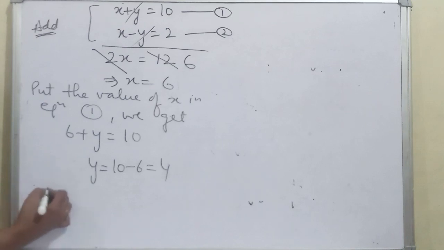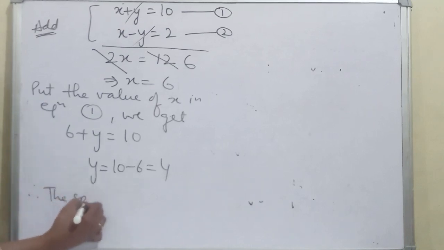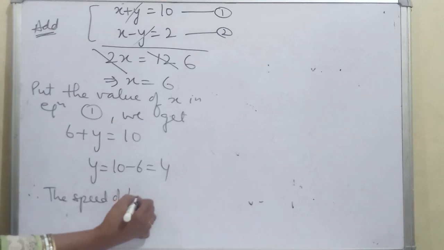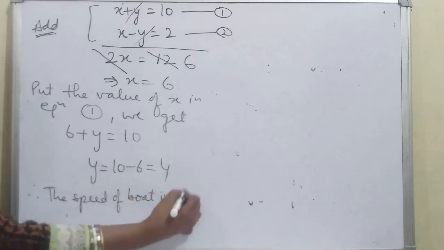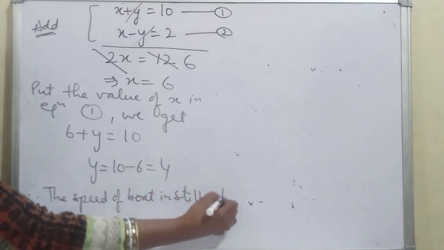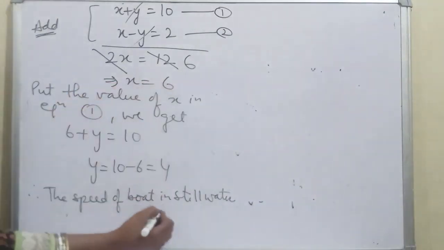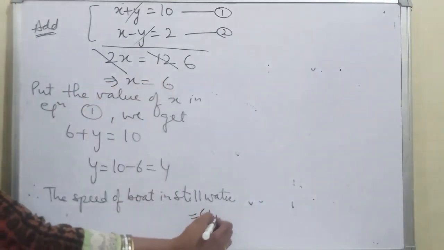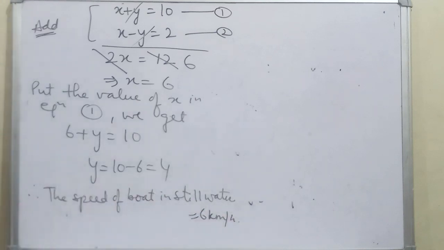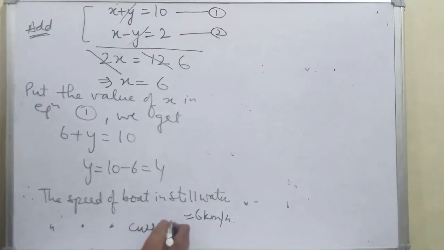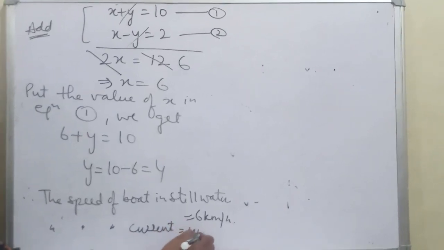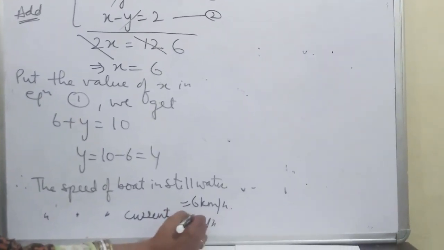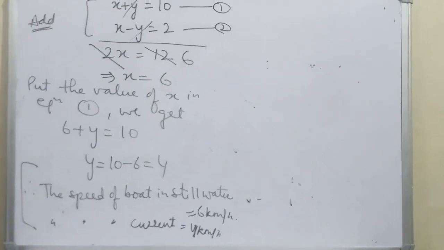So now we can write the answer. The speed of the boat in still water is 6 kilometer per hour. You have to write the unit, otherwise you will definitely lose half marks. And the speed of the current is 4 kilometer per hour. And these two are the answers.